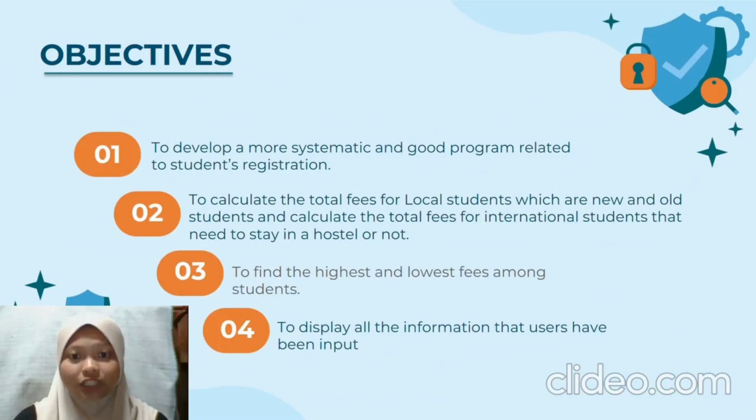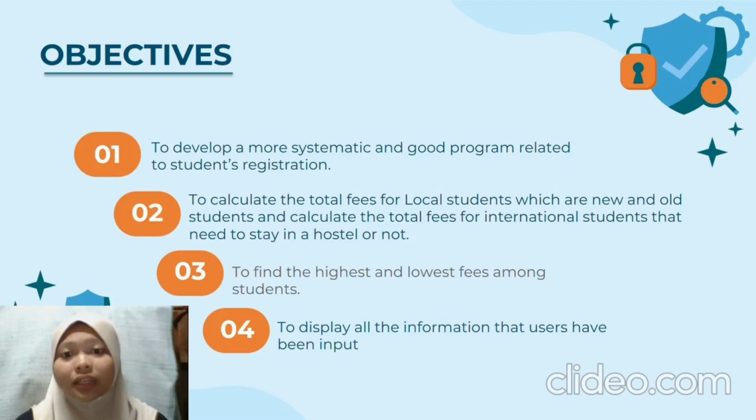Objectives of this project. The first one is to develop a student registration system. Number 2, to calculate the total fees for local students, which are new and old students, and to calculate the total fees of international students who need to stay in the hostel or not. Number 3, to find the highest and lowest fees among students. Number 4, to display all the information that the user has input.